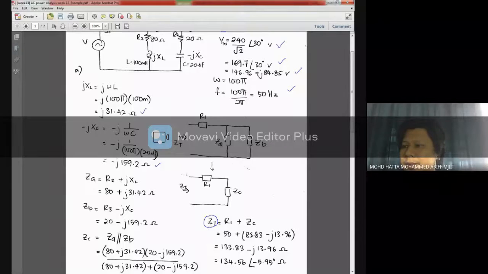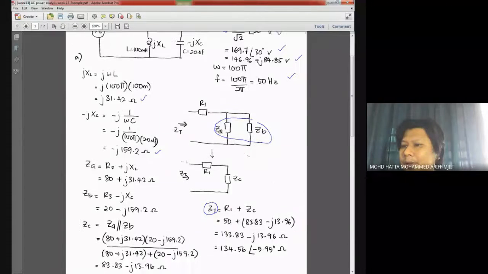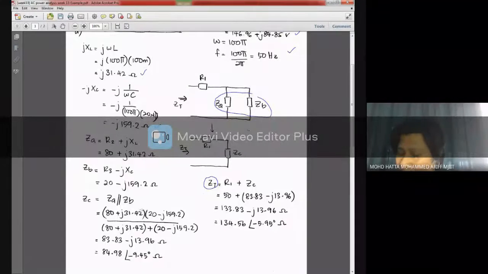We try to find the total Z, or total impedance. Looking at this circuit arrangement means that these two are in parallel. These two are in parallel. So that's why I have a parallel connection calculation over here.